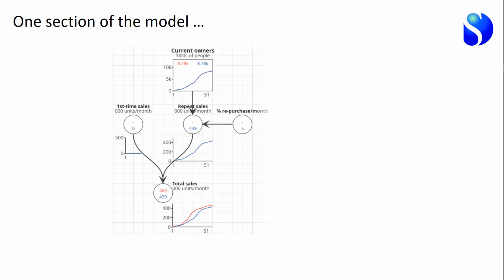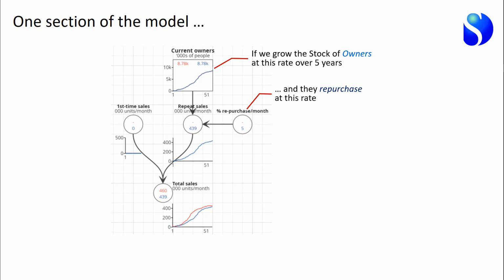Well, let's go to this particular section of the model. This shows how current owners multiplied by the repurchase rate give rise to that rising curve, that S-shaped curve for the volume of repeat sales that we're likely to get. I put in a constant repurchase rate here of 5% of owners buying a product again each month. Doesn't have to be constant.